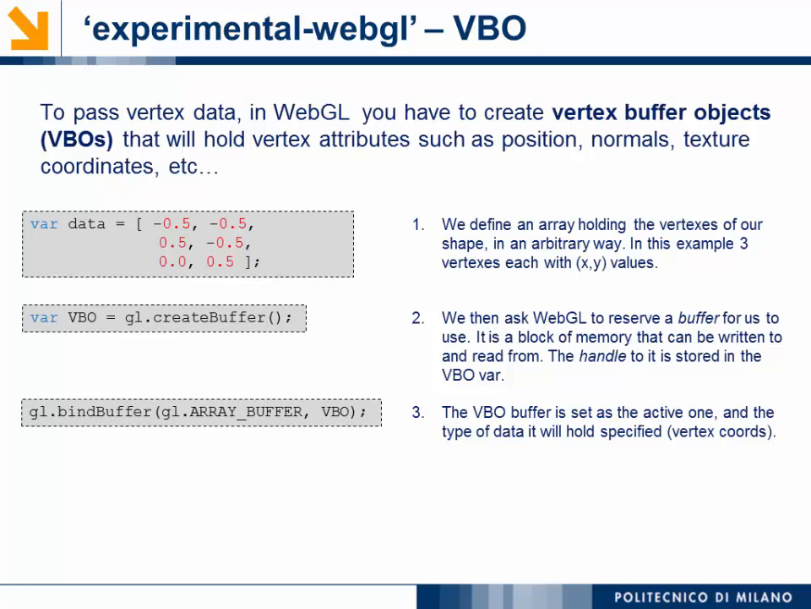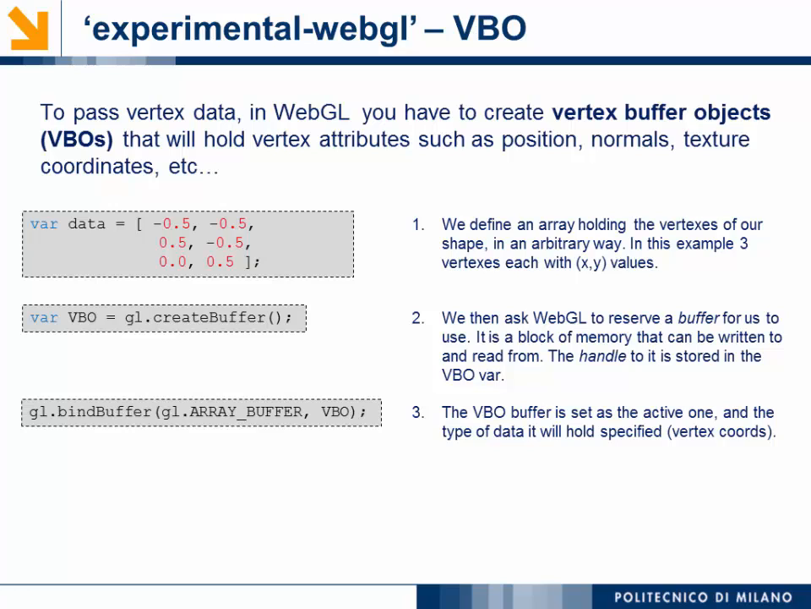You see, there are 2 parameters. The first one specifies which kind of buffer it's going to be. It's going to be an array buffer. An array, I want to put a set of values in it. And where is this buffer? It is at the VBO position. VBO is the position in which we have the handle to it.